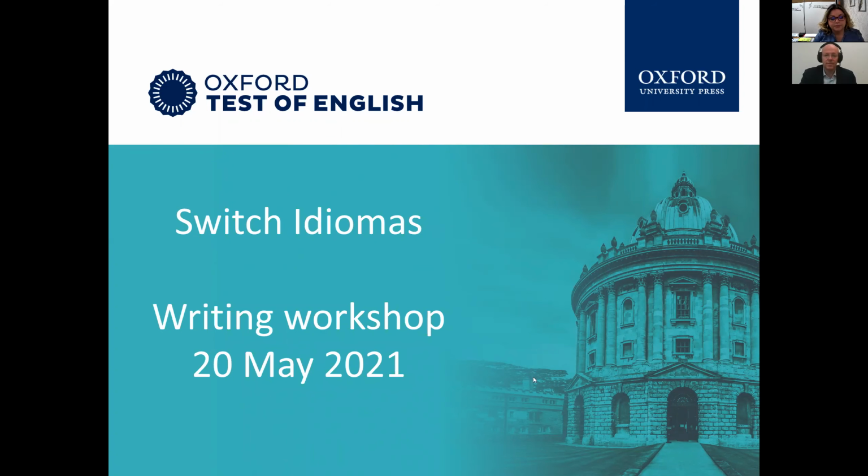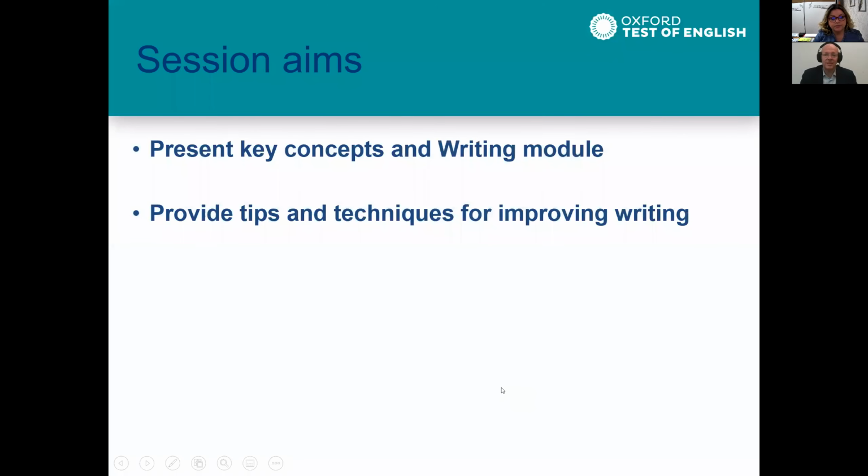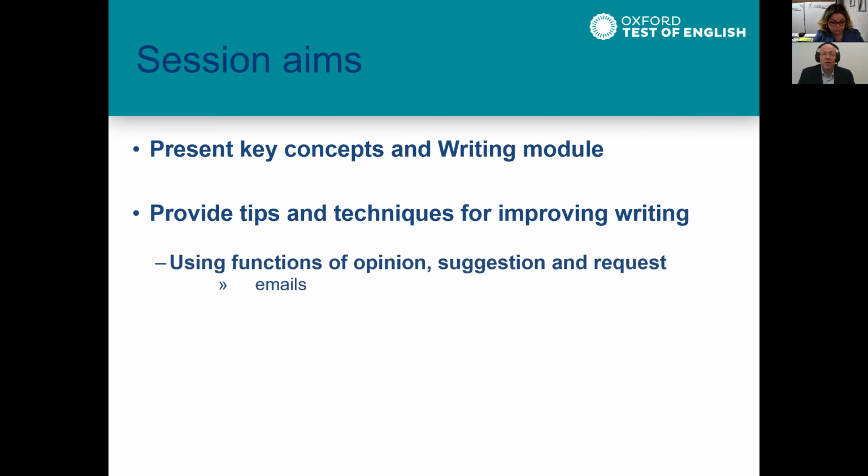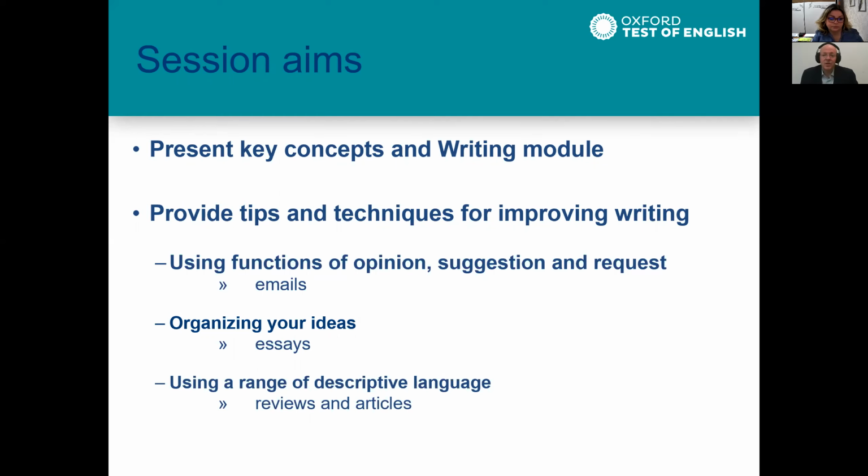So today, what we're going to look at is some of the important concepts, and how the writing module works in the Oxford Test of English. We're going to look at tips, consejos, and técnicas for improving writing. And this involves looking at the email section of the writing module using functions of opinion, suggestion, and request. For the essays part, looking at organizing your ideas, and for the reviews and articles using a range of descriptive language. Okay, so that's what we're going to do.